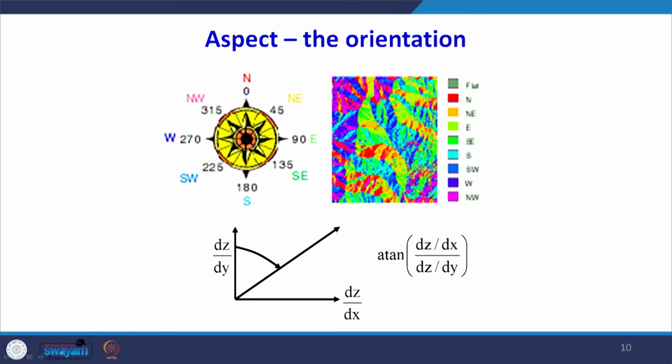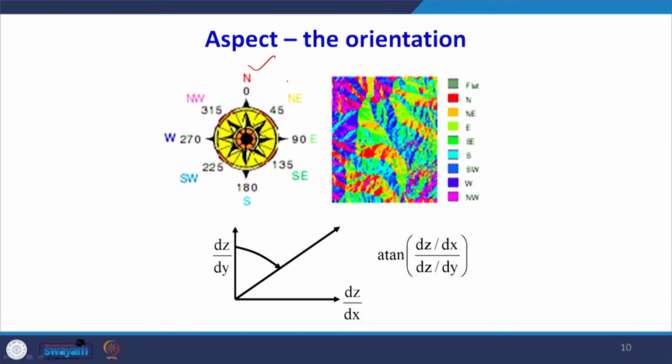The aspect is the orientation of the terrain with respect to the north line. That is why the north line is shown here, and the aspect can be divided into 8 categories. The north aspect will be 0. If I talk of the northeast aspect, it will be 45 degrees, east will be 90 degrees, southeast 135, south 180, southwest 225, west 270, northwest 315, and then the closing will be 360, which is 0 degrees.